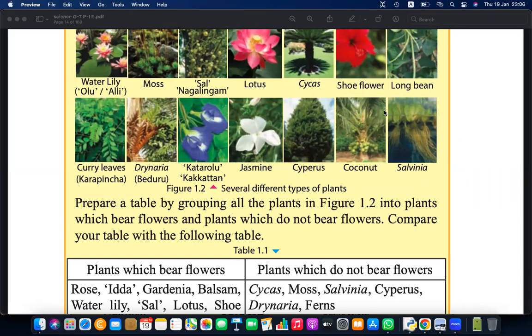After we have categorized the plants into two groups called flowering and non-flowering plants, we analyzed them using the morphological features. Morphological features mean the physical features of the plants. We have just analyzed them and categorized.